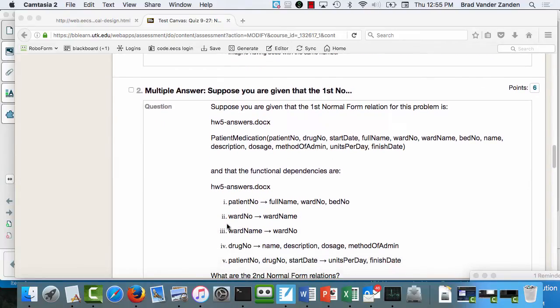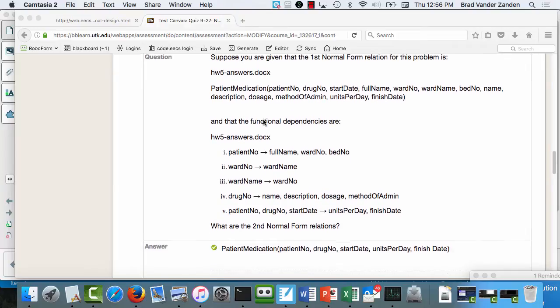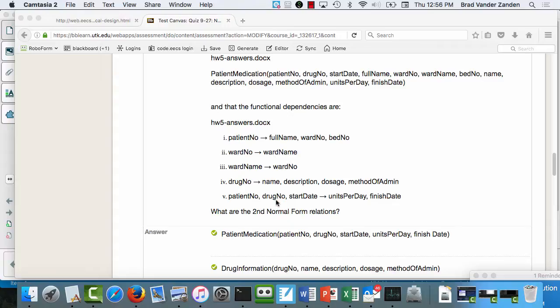So then you're given, wow, I have no idea why that is in there. But this is supposed to be the first normal form for the relation. And so I've given you now what the functional dependencies are. So this is why you couldn't go back, because you could have just answered question 1 now because I'd given you the functional dependencies.